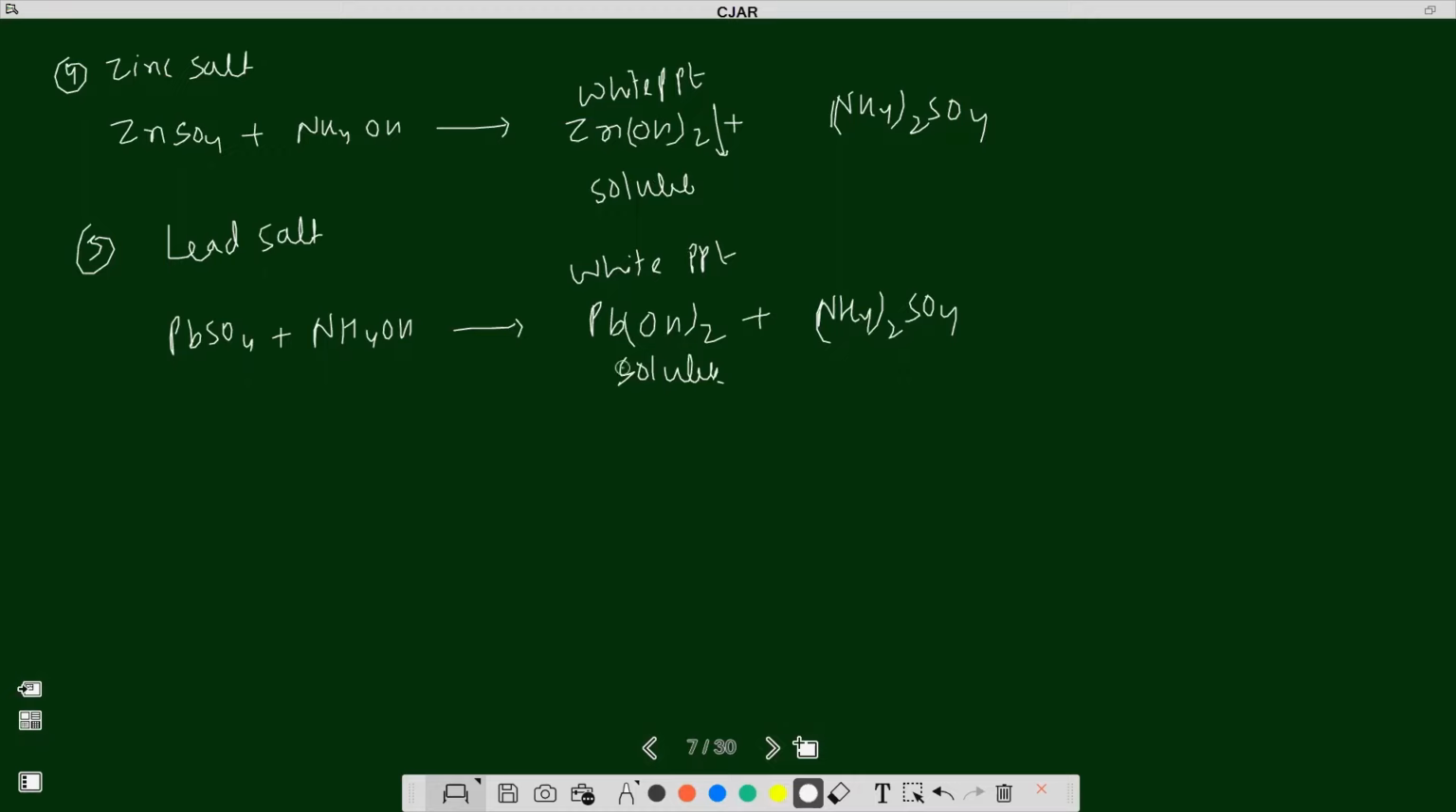Sorry, lead hydroxide, a white precipitate, is insoluble. So you have to memorize whether the precipitate formed is soluble or insoluble. Understood? Okay.